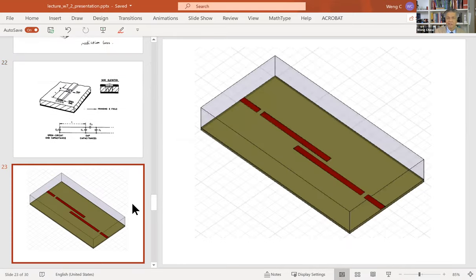Here's another design. This is almost like an astral drawing.